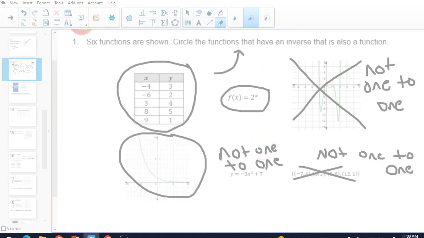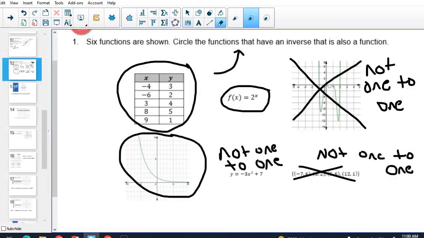Oh boy. Here, let me pause. Oh, there it goes. So, okay.